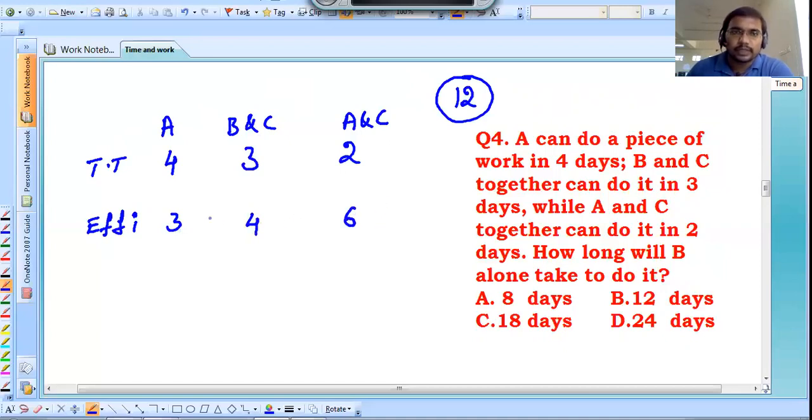Observe this one, friends. A will complete 3 units per day. But A and C complete how many units? 6 units. A already doing 3 units in this. That means C also completing how many units? 3 units per day.